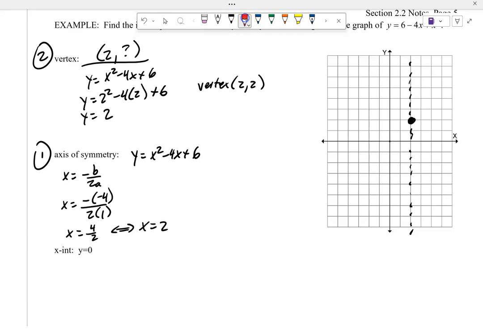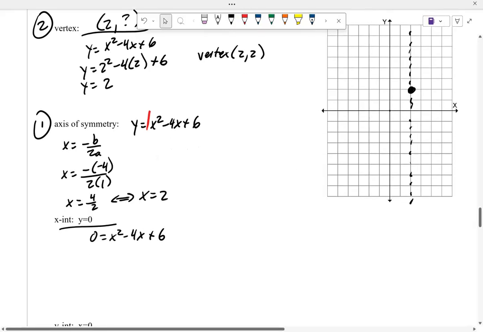And then notice the a value here is 1, right? So it's going to open up for us. But let's go ahead and algebraically find your x-intercept by letting y be 0. Notice this doesn't factor. Let's go ahead and just plug it into the quadratic formula.